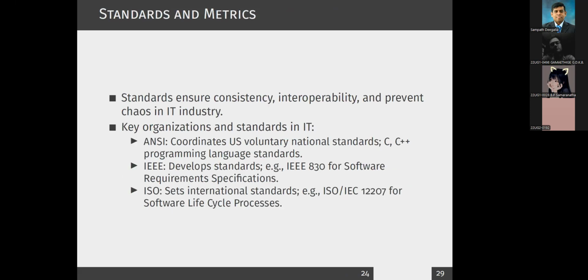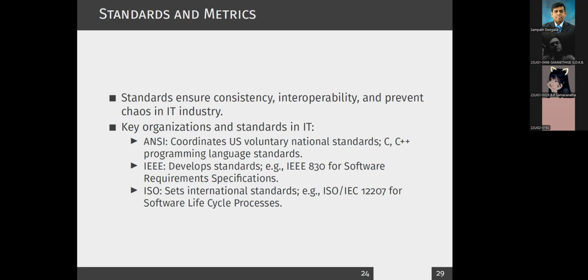Okay, so next, we need to focus on the standards and other metrics that we have used. As a software industry, like any other manufacturing industry, we need some standards. These standards will provide consistency, interoperability, and prevent any issues in the IT industry. There are some organizations dedicated to the quality aspect of the IT industry.